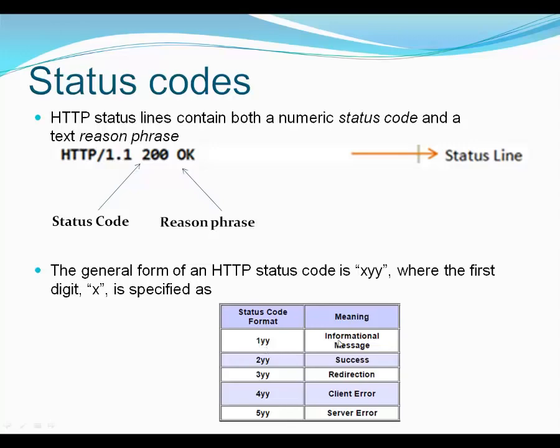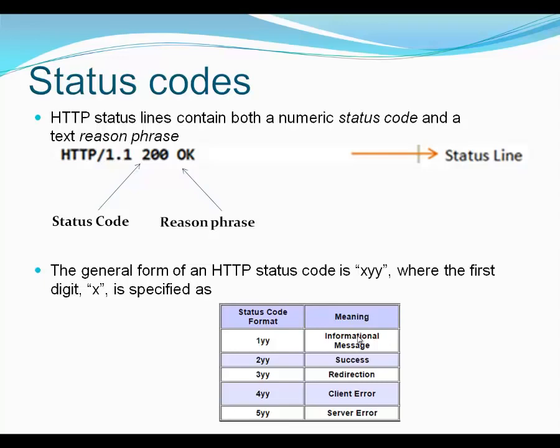So 1YY is informational messages like continue. If there is a slow connection, it's sending data and still some more data needs to be sent, it will say okay, continue. We'll continue to send some more data. 2YY or 2XX represents success, like 200. That means it is successful. It's okay. It's going good.